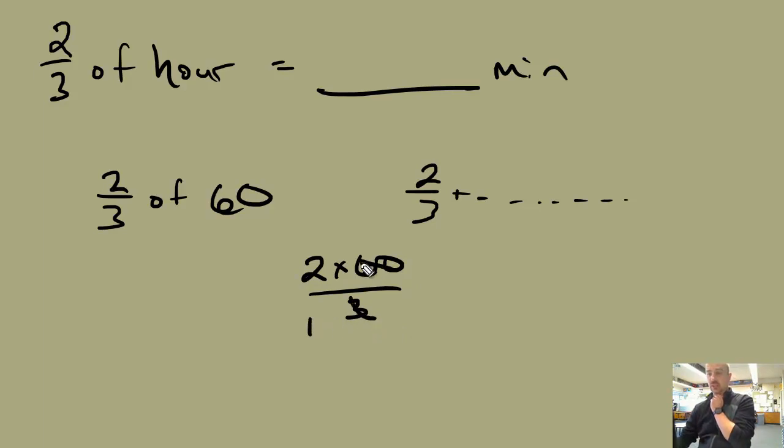Or I can cross these off. These are factors. That's a 1. That's a 20. 3 goes into this one time. 3 goes into this 20 times, and I have 2 times 20. And that would be 40 over 1. So my answer would be 40 minutes.